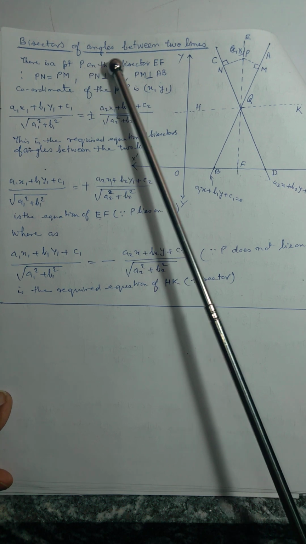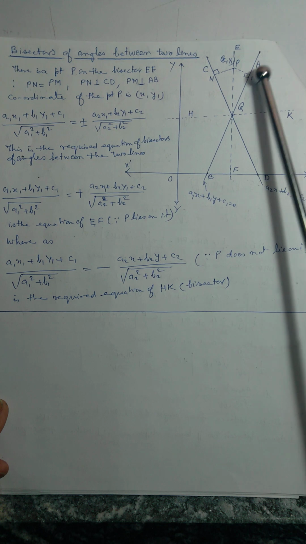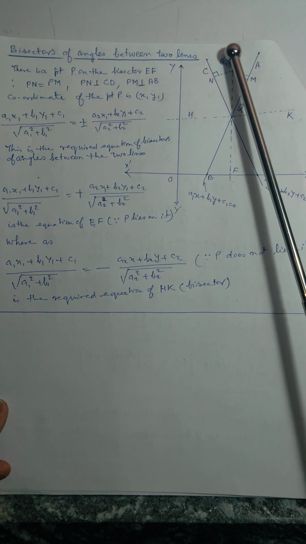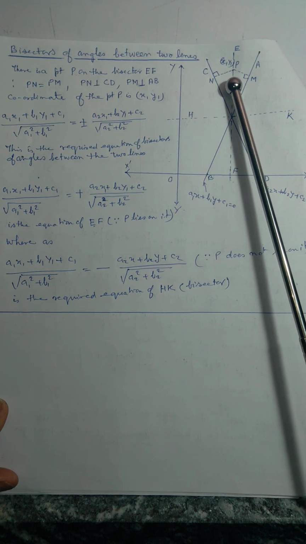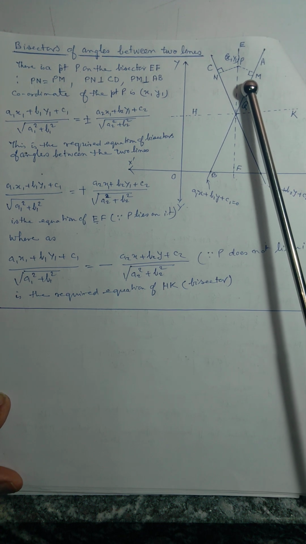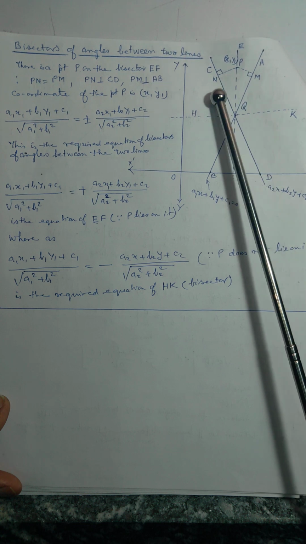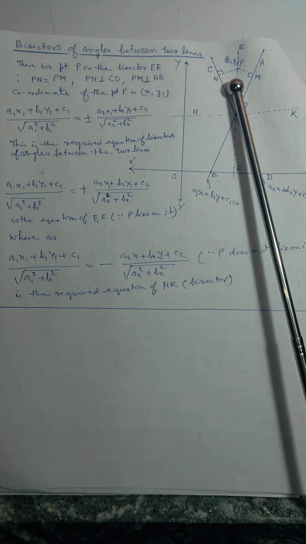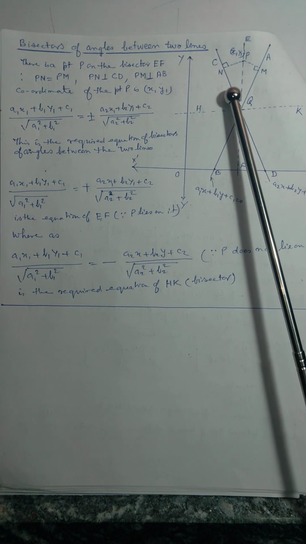Now the bisector of the angle between the two lines. You see there are two lines AB and CD. The bisector has been drawn. EF is the bisector of the angle. On the bisector there is a point P. From P we have dropped perpendiculars, that is PN and PM, and these perpendicular distances from the arms of the angle will always be equal.